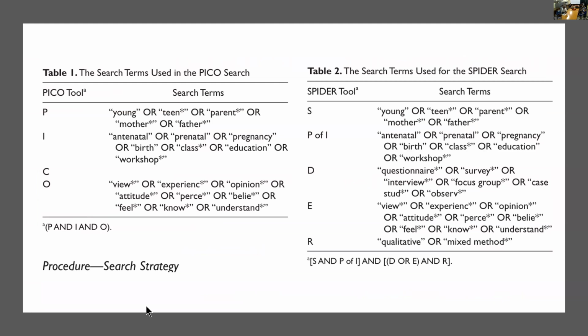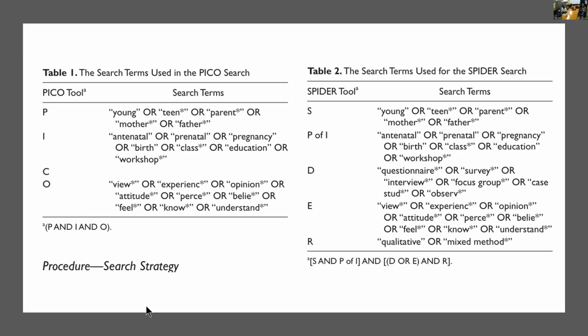So for population, they looked at parents basically. They've used words like young, teen, parent, mother, or father, and they have put OR in each of them so that you basically don't miss out the spectrum. Next thing, they have used I. I is your intervention, that is giving antenatal classes. So other terms would be antenatal, prenatal, pregnancy, birth, class, educational workshop.